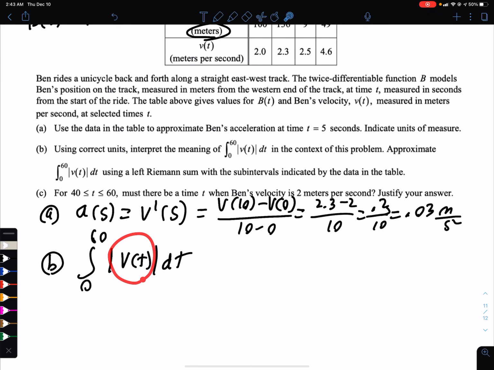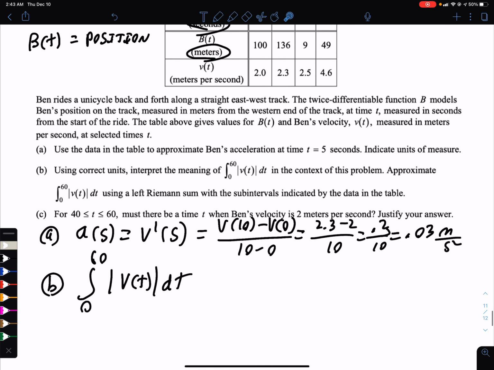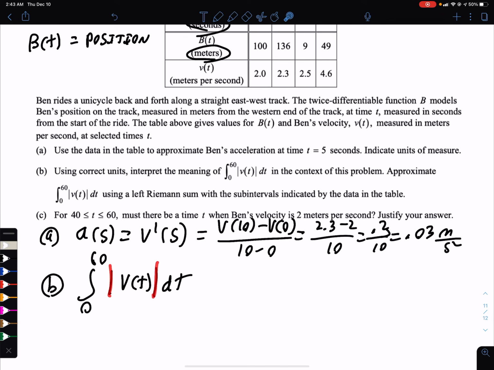So this takes any negative velocity and makes it positive. So all your velocities are positive. Now when you integrate velocity, it's the change in position, because velocity is x prime of t. If you integrate x prime, it gives you the change in x. It's x of 60 minus x of 0, change in x. So if this gives you change in x, it's change in position, right? And it's net area, but when you absolute value, all your velocities are positive. So if you had this would be distance right, distance left.